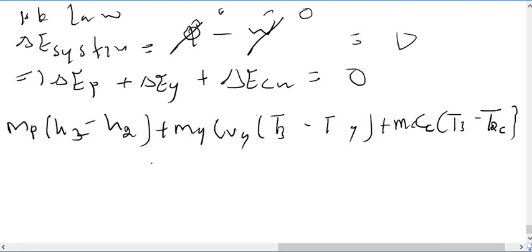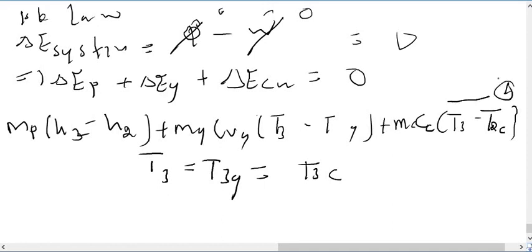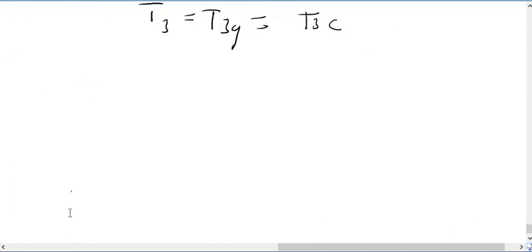That is theta 3 of the gas is equal to theta 3 of copper. Let me call this equation 1. So this is my equation 1. I have about 2 unknowns, so I need another equation to get the unknowns as I did in the previous one.